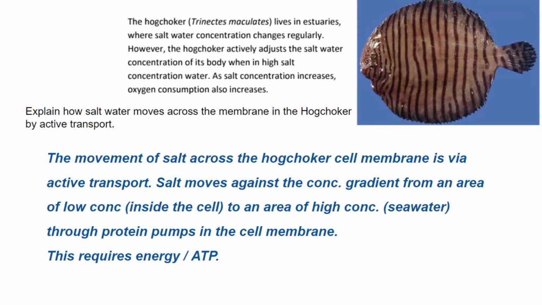So if we explain how salt moves across the membrane in the hog choker by active transport. Movement of our salt molecules across the cell membrane is via active transport. We need a carrier protein. Salt is moving against the concentration gradient from an area of low concentration inside of our cell to an area of high concentration outside of the cell.